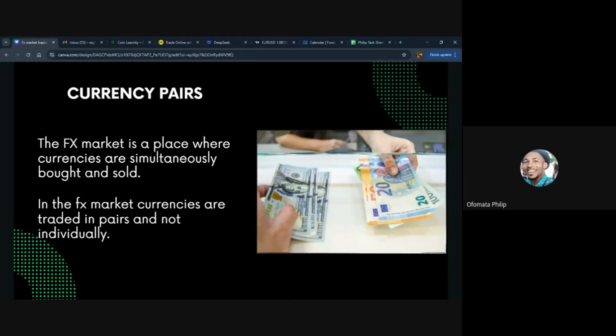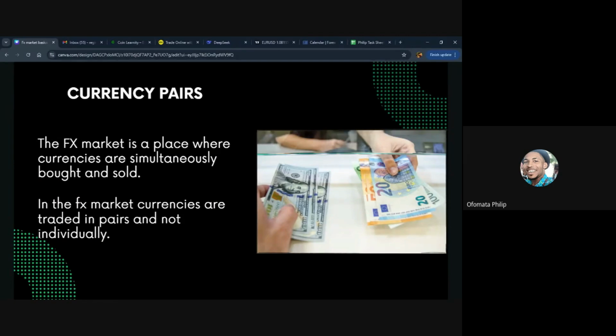Before we start, we need to understand that the foreign exchange market is a place where currencies are simultaneously bought and sold. The foreign exchange market is simply a place where forex transactions take place. We know forex to be the exchange of one country's currency for another. That is what foreign exchange means.